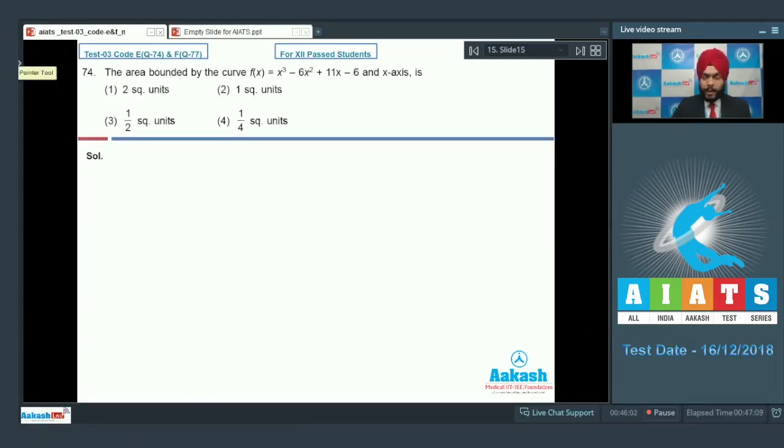Question number 74, based on area under curve, says that the area bounded by the curve f(x) equal to x^3 minus 6x^2 plus 11x minus 6 and the x-axis is. So students, this is a very well-known cubic equation.